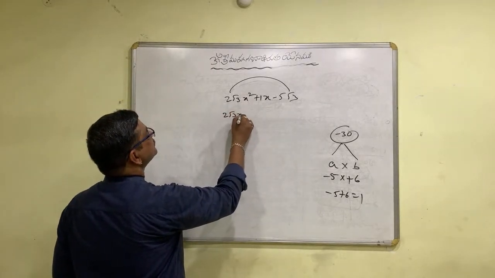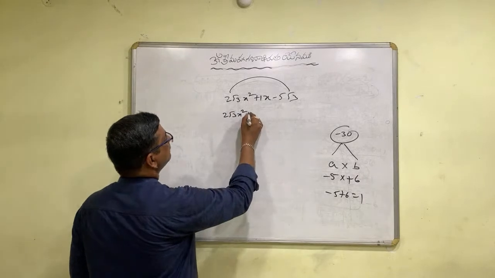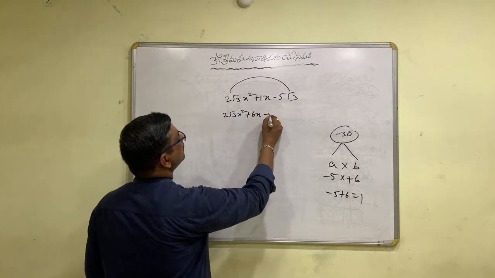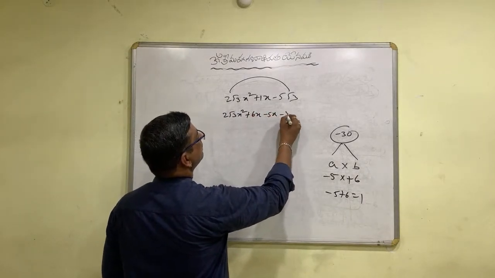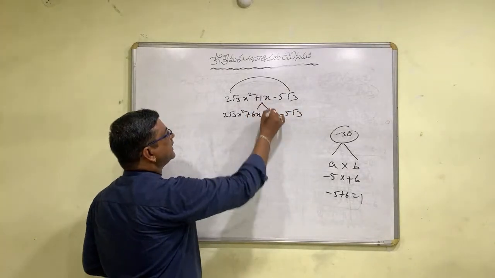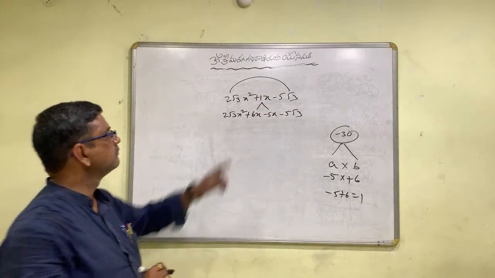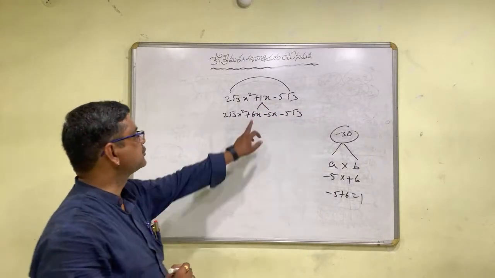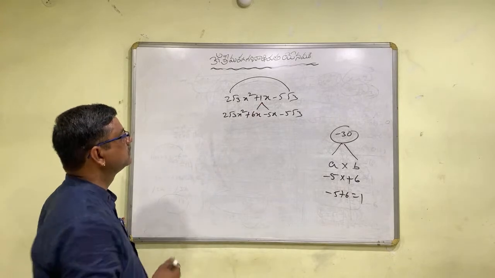2 root 3 x square plus 6x minus 5x minus 5 root 3. So this is the splitting of the middle term. We need to get 1 in the middle. So 6x minus 5x.